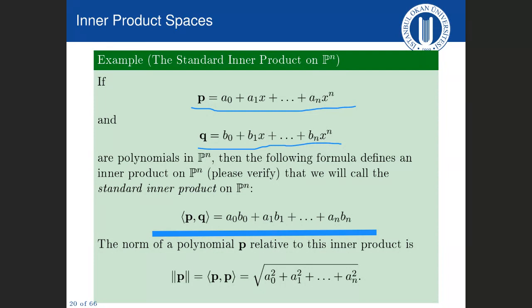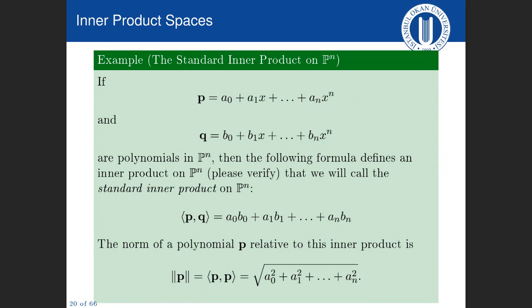And then once we've got this inner product, we can do, oh, a typo here, there should be a square root sign here. We can take the square root of the inner product of P and P to get its norm. This inner product is called the standard inner product of Pn.